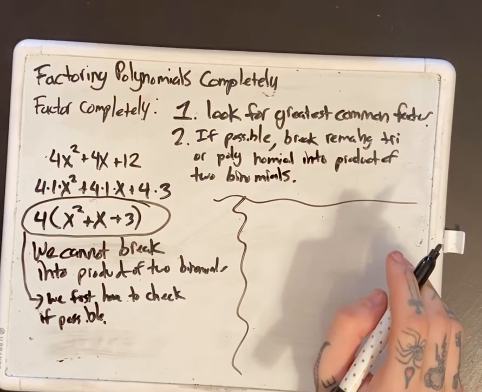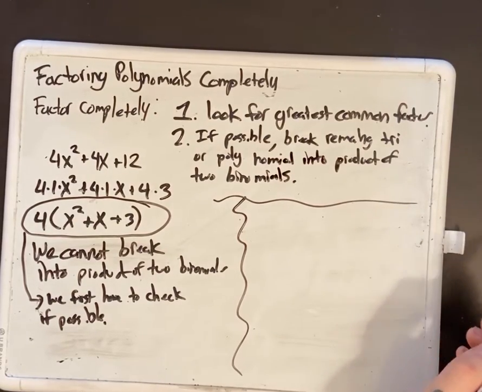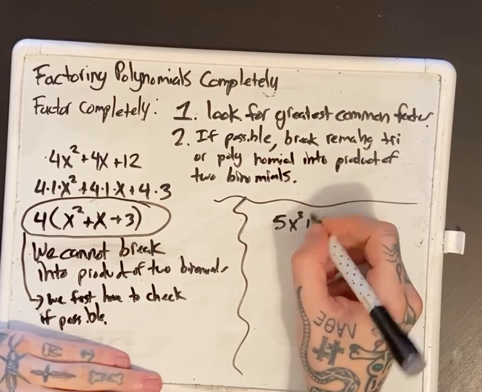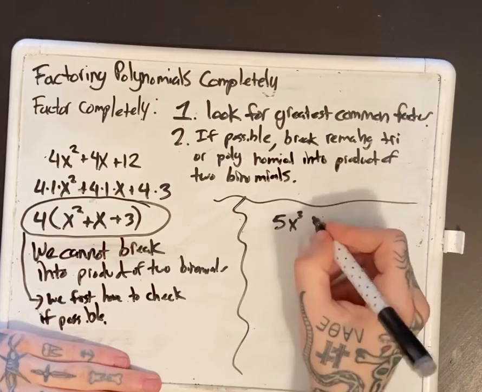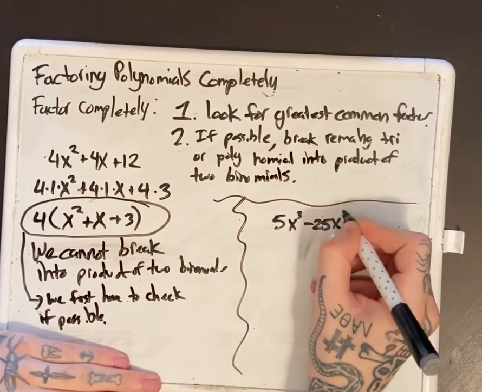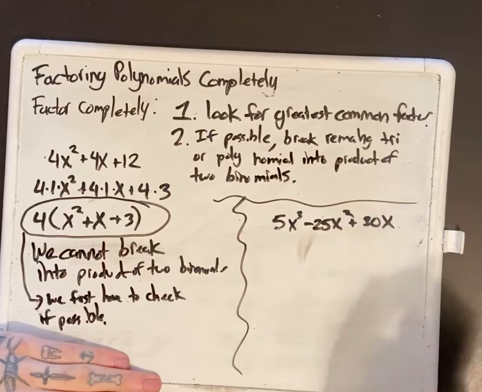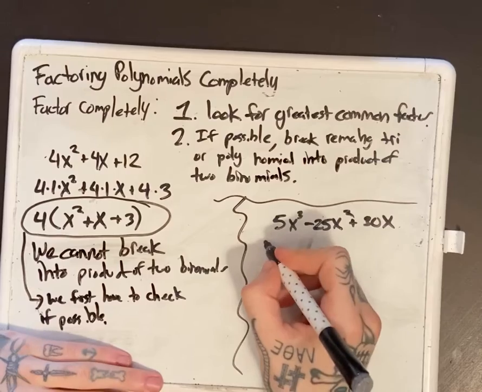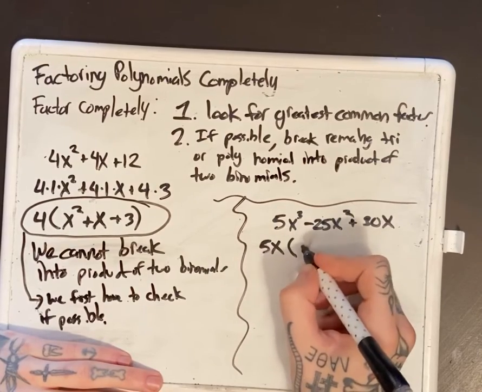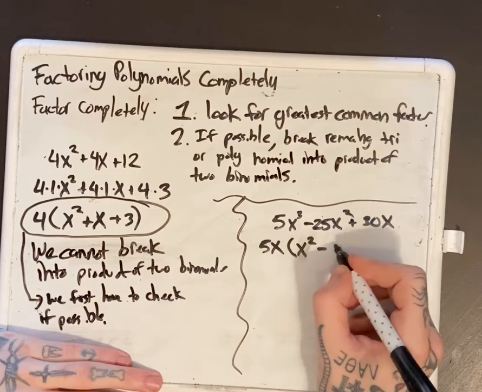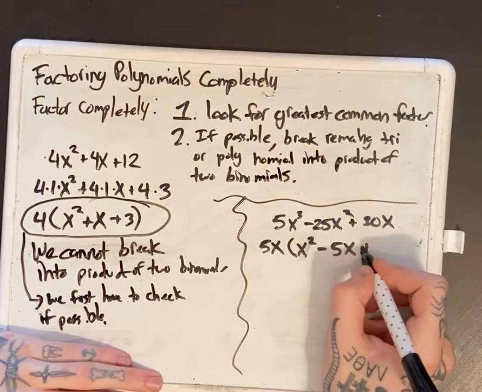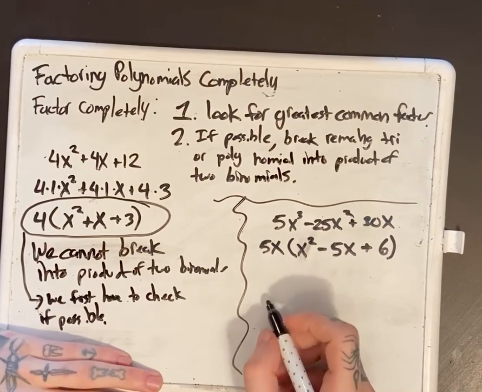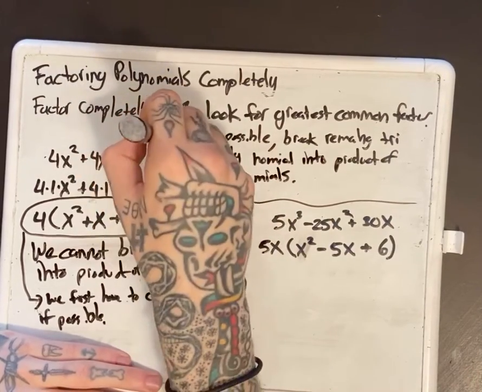So we're going to look at one more example and then you should be good to move on to your handout. So 5x cubed minus 25x squared plus 30x. Okay? So we have a 5 and an x term that we can take out as a greatest common factor. So we're going to be left with x squared here minus 5x plus 6. Okay? So now we're going to do, so that was our number 1. Now we're going to move on to 2.